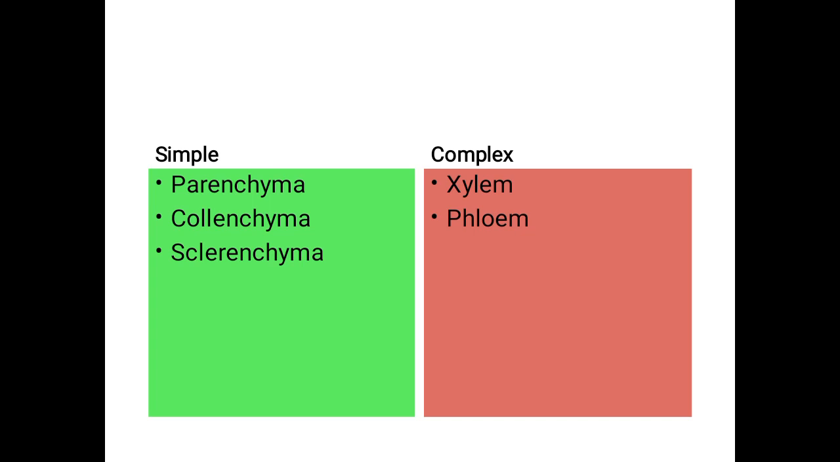And the two types of complex permanent tissues found in plants are xylem and phloem, and they are also known as the conducting tissues. Why are they known as conducting tissues? What are the main functions they do? They help in the conduction of various materials. You know that in plants there is no blood or any body fluid. So how are the materials getting transported? Through the conducting tissues. So xylem and phloem are the two types of conducting tissues in plants.